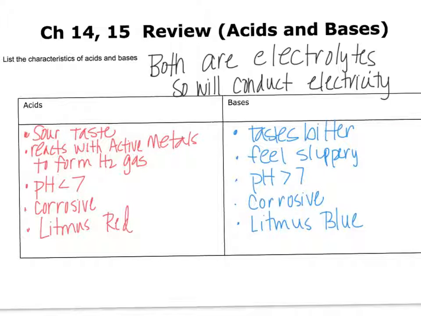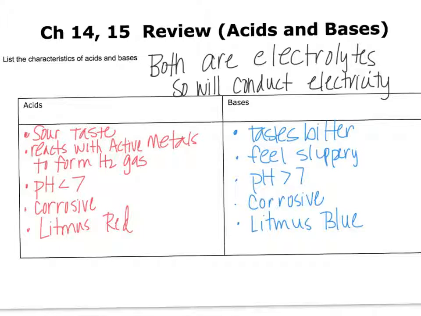And bases, they taste bitter. They feel slippery. Think about soap when you wash your hands. It feels very slippery, and soaps are bases. They have a pH of greater than 7, and they are corrosive. And of course, they turn litmus paper blue. And so we have these characteristics.